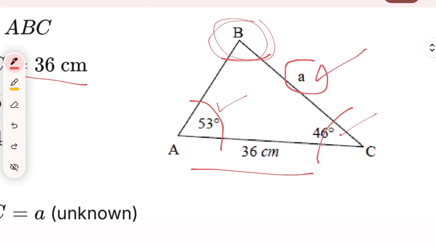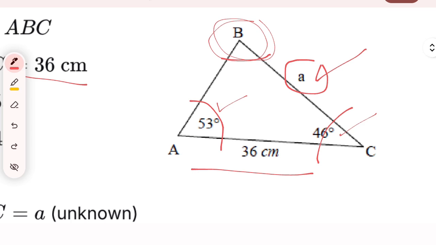How do we solve B? I know you know this. All right. Angle B can be solved by using the sum of the interior angles of a triangle. What is the sum of the interior angles of a triangle? Any kind of triangle. The sum is the same. The sum is 180 degrees.